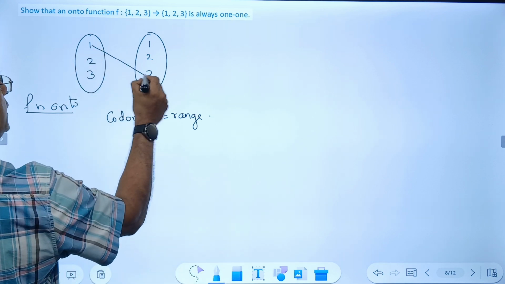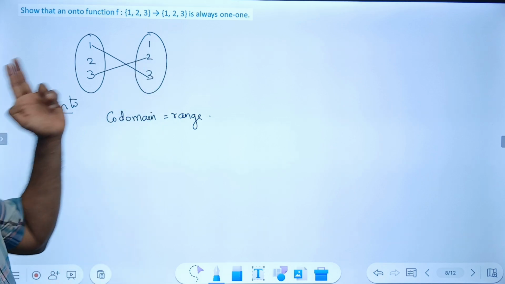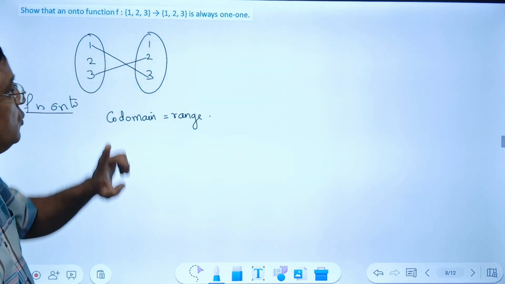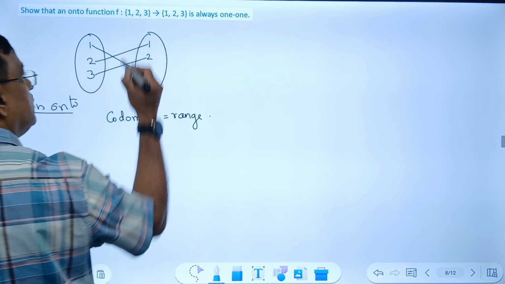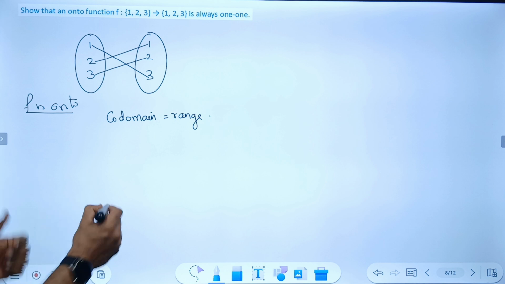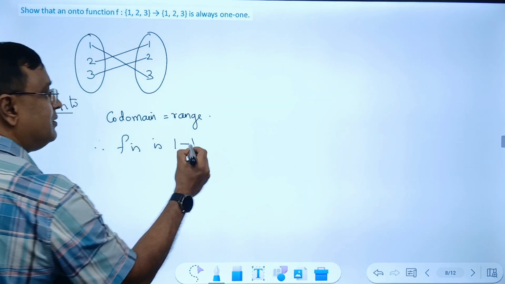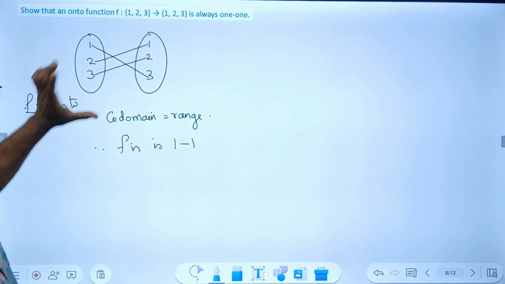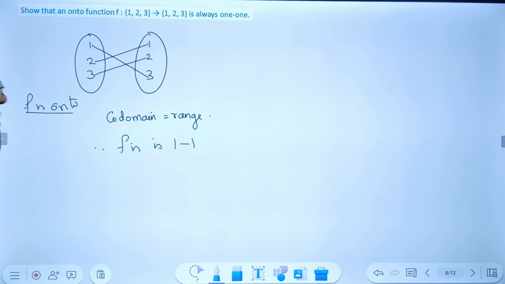For example, look at this. Suppose 2 goes to 3, 3 goes to 2, definitely 2 has to go to 1. If 2 does not go to 1, it cannot be onto. Therefore, you can say the function is 1 to 1. There's nothing in it. If the two sets are the same size, and if the function is onto, you can use it as a result also.